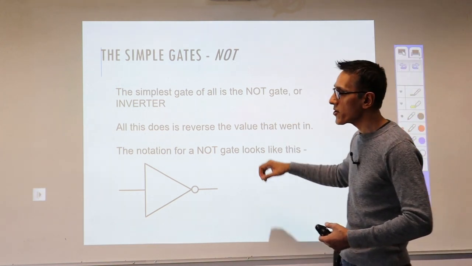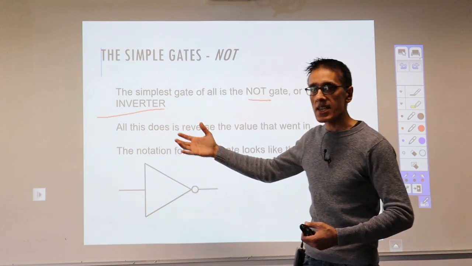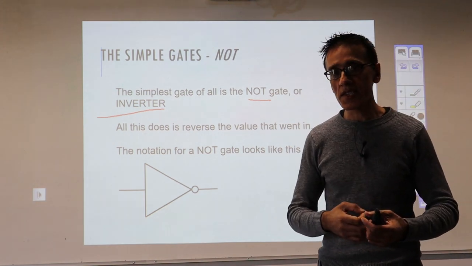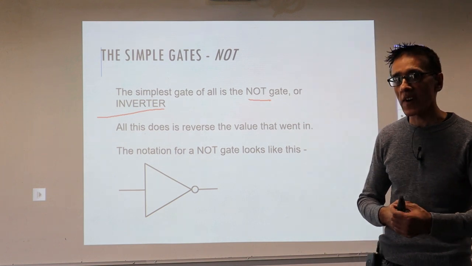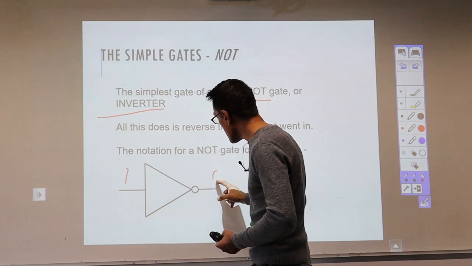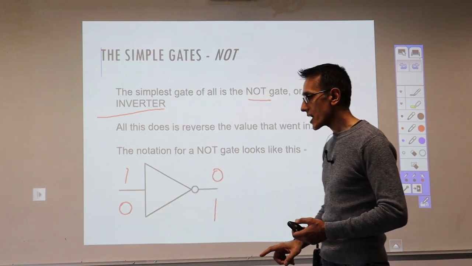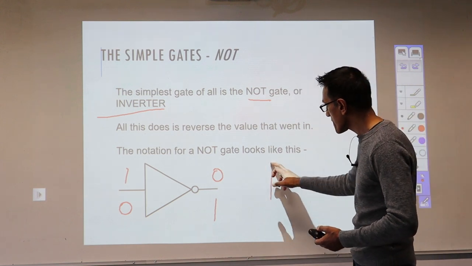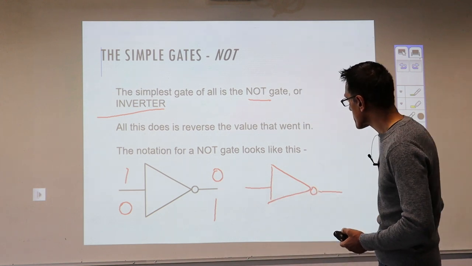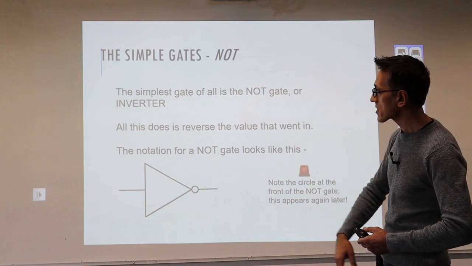The simplest gate of all is the NOT gate or inverter. Just as the name suggests, it inverts the state of the bit value which flows into the gate. So if it receives a 1, it sends out a 0. If it receives a 0, it sends out a 1. It's shown with a triangle, a small circle at the end, and an input and output. That's a NOT gate. Circle at the front.